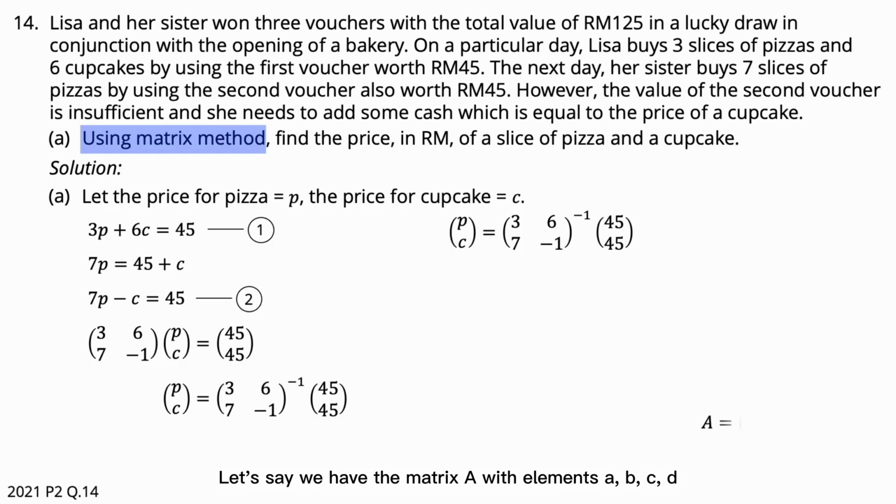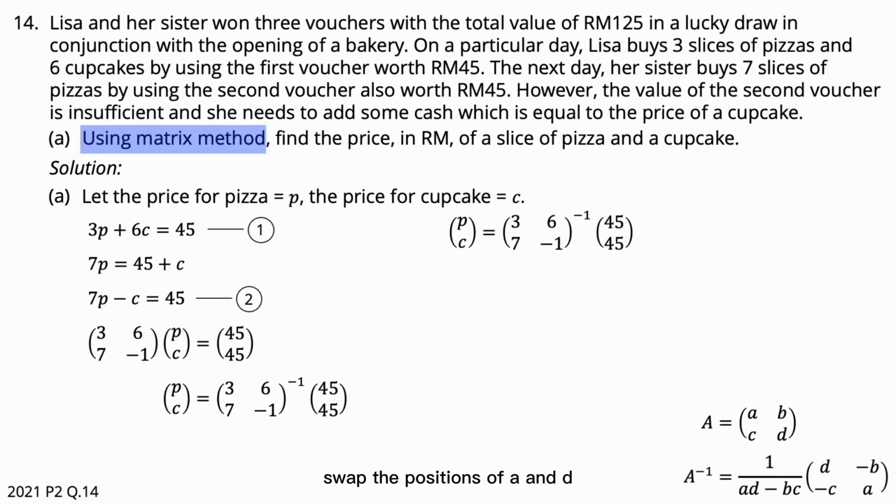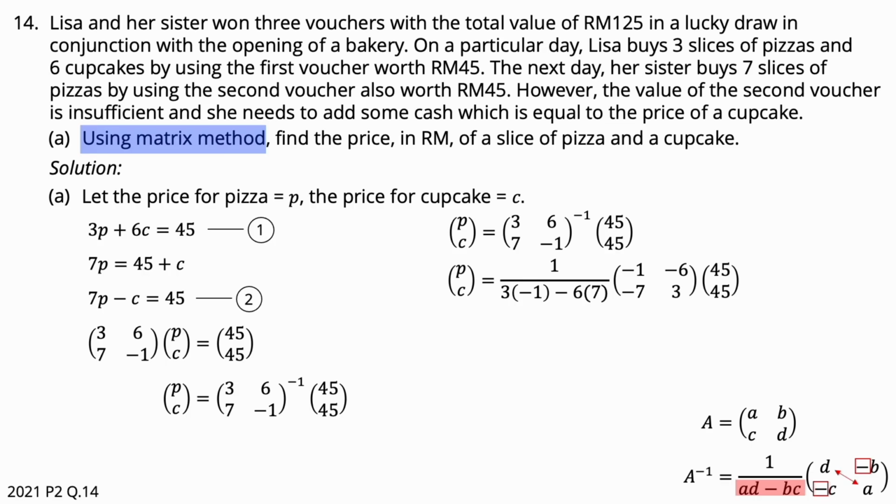Let's say we have the matrix A with elements a, b, c, and d. For the inverse of matrix A, swap the positions of a and d, put negatives in front of b and c, and divide everything by the determinant ad minus bc. Let's see the inverse of the matrix 3, 6, 7, minus 1. It is 1 over the determinant, 3 times minus 1 minus 6 times 7.